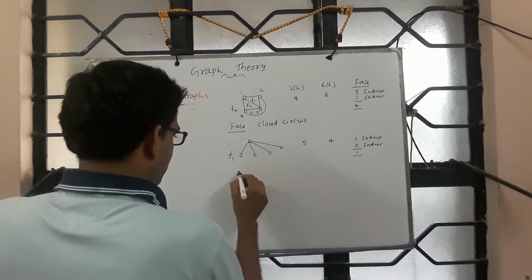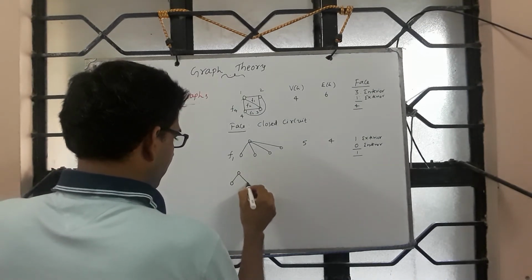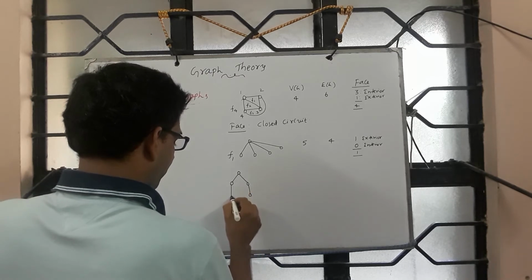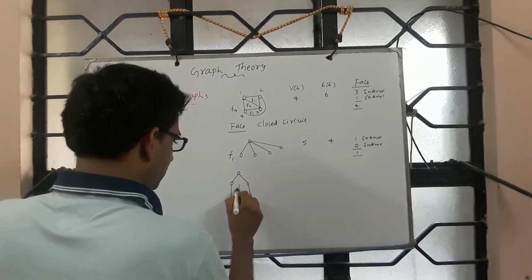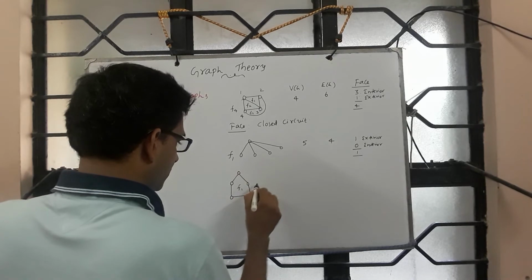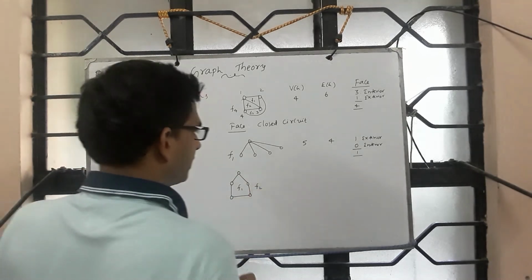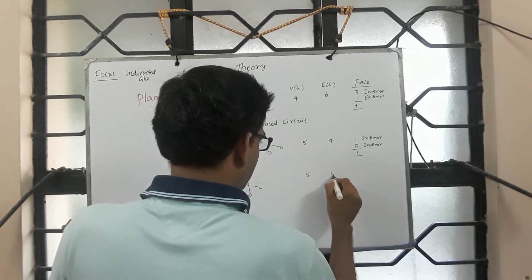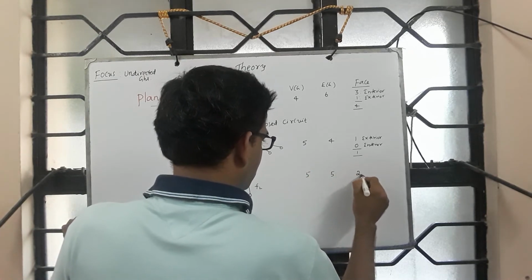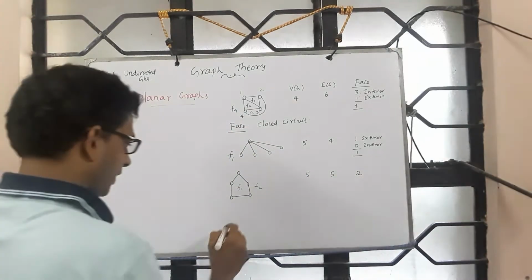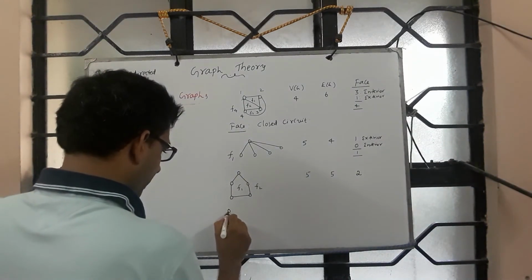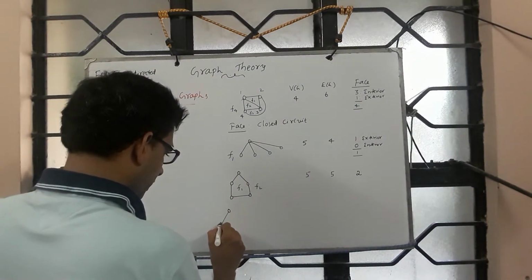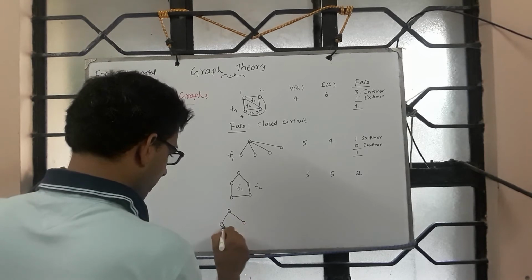Now let's look at a cycle. You see that this is face number 1 and it is drawn on a plane, so exterior is 1. So number of vertices is 5, edges is 5, number of faces is 2. So take a plane drawing. With respect to a plane drawing, you should talk about this.